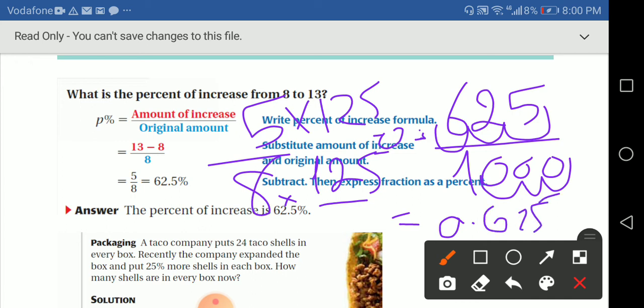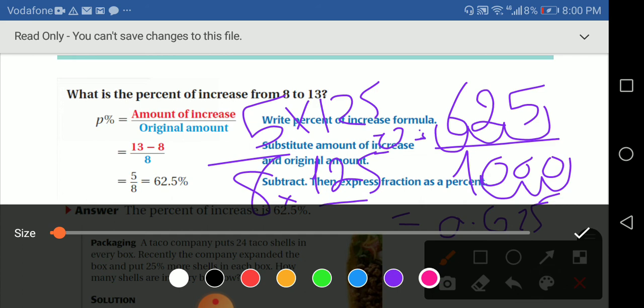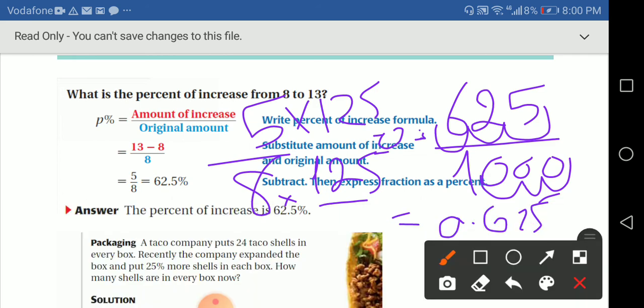0.625 as a decimal. But remember, he doesn't want the decimal, he wants percent. What do you mean percent? Let's do it with another color to make it clear for you. For percent, I need just 2 zeros. Cancel 1 0 0 with one here. One movement. So the answer is 62.5.